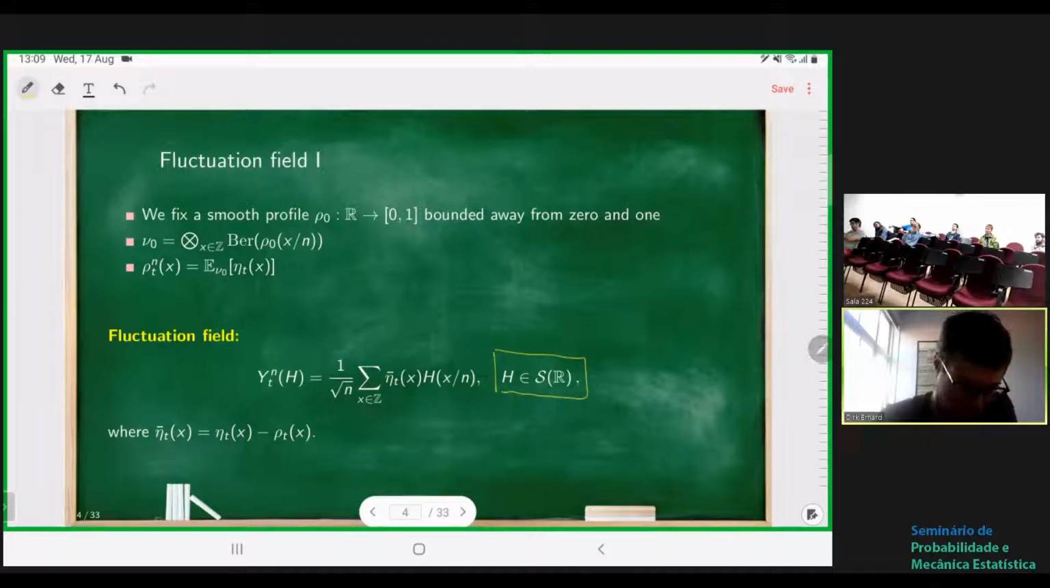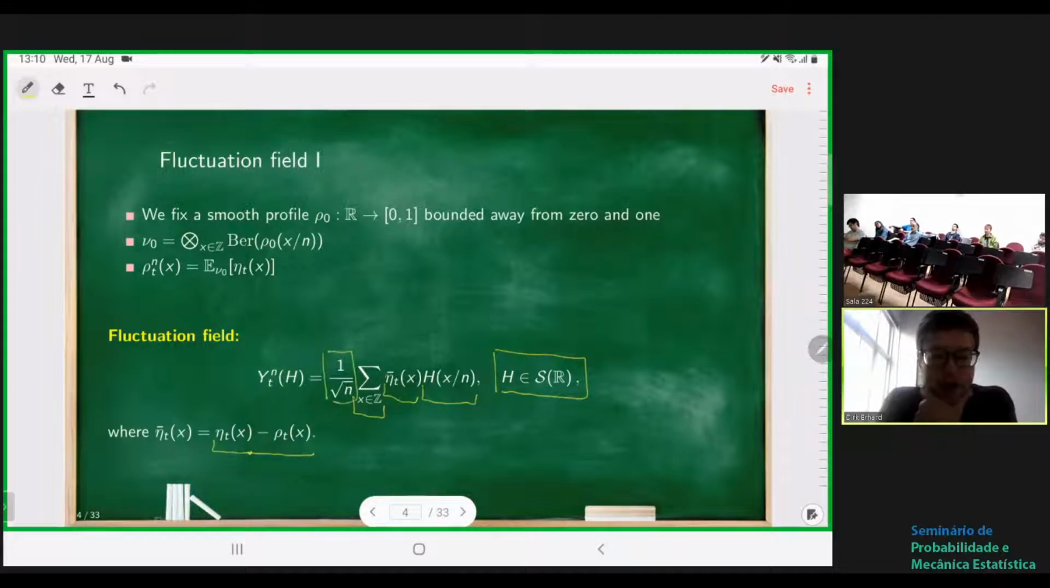So how does it work? This Y t n of h is what? You sum over all space points x in Z. You look at your function h evaluated at x divided by n. And then you multiply by eta bar t of x. So what is eta bar t of x? Well, eta bar t of x is eta t of x centered. We subtract the mean of eta t of x. So we really have a bunch of centered random variables. In particular, this Y t n is also centered. And all this we multiply by 1 over square root of n.